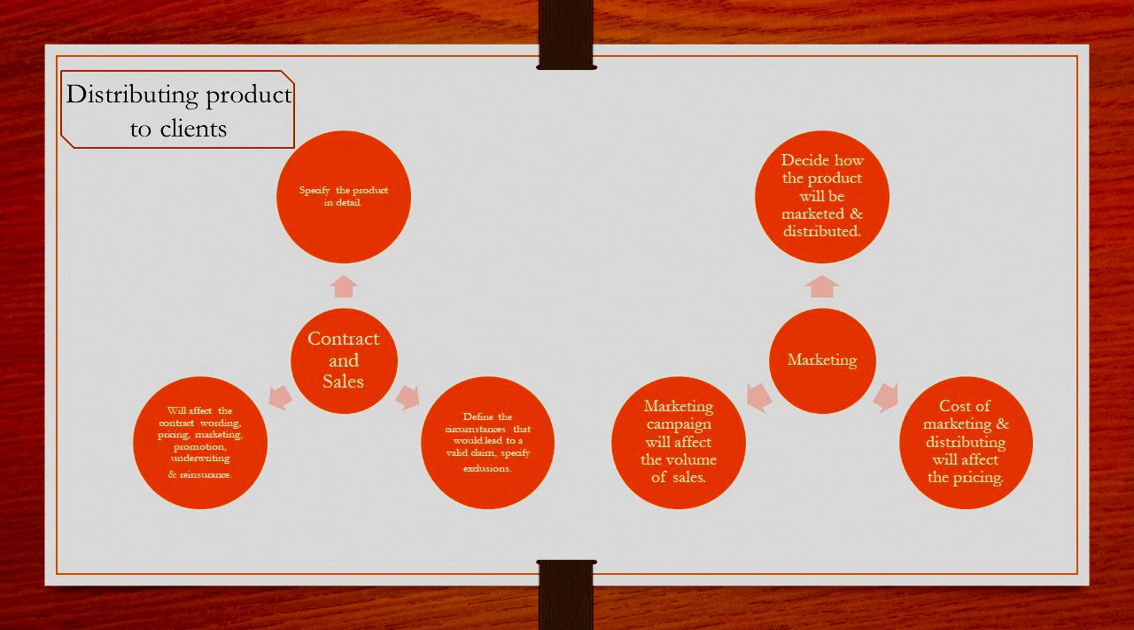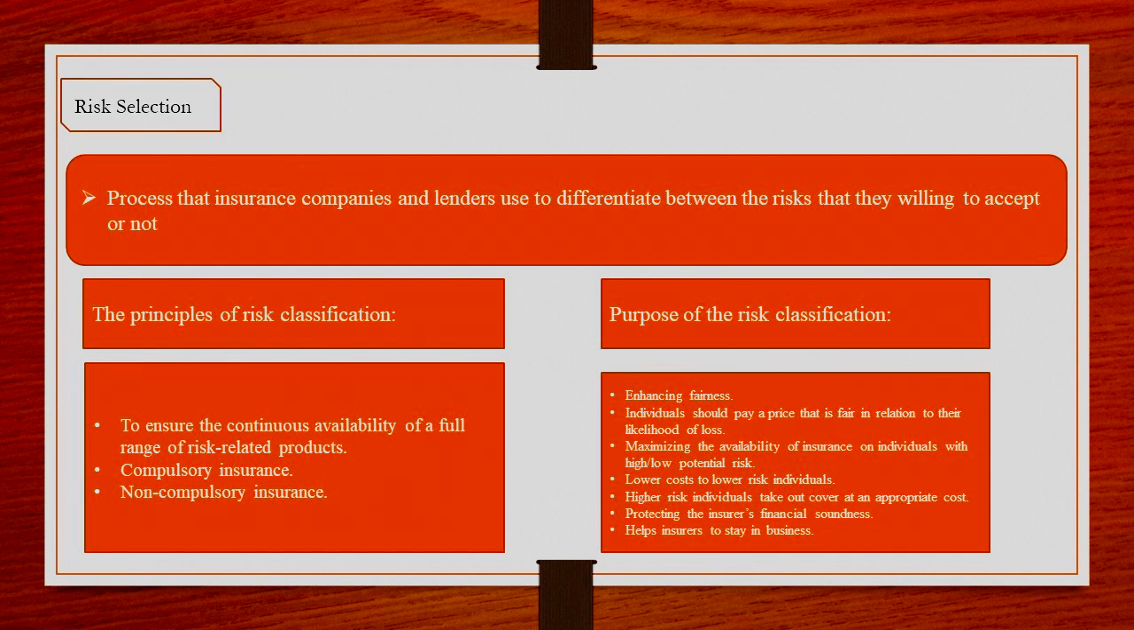If a company uses intermediaries, the type of intermediary will also influence product design and cost. They need to decide how the product will be marketed and distributed. The cost of marketing and distributing will affect the pricing. The marketing campaign will affect the volume of sales. Risk selection is a primary tool used to mitigate certain risks. It is the process that insurance companies and lenders use to differentiate between the risks that they are willing to accept or not.